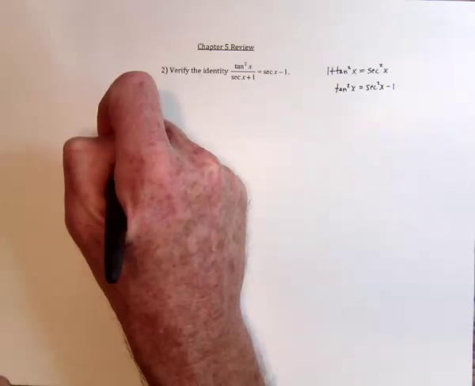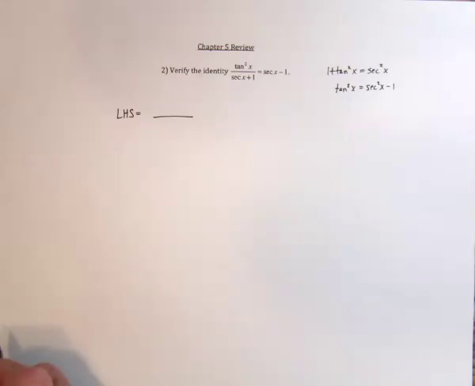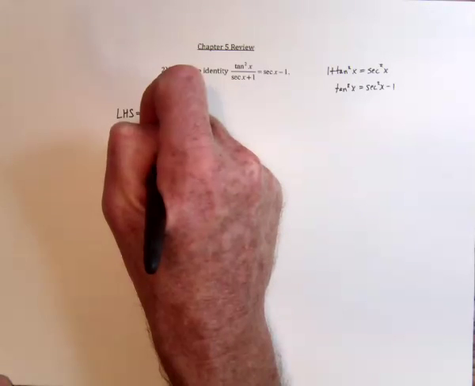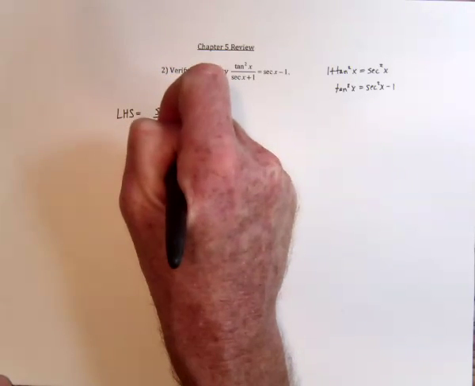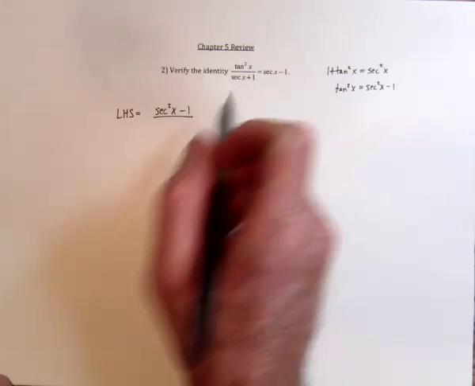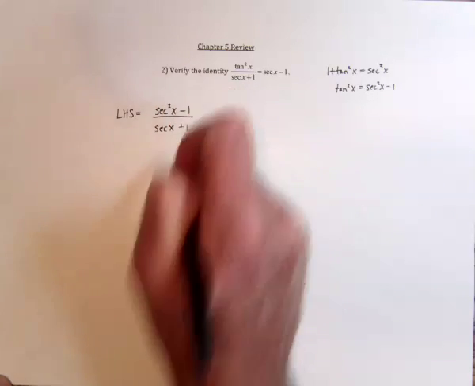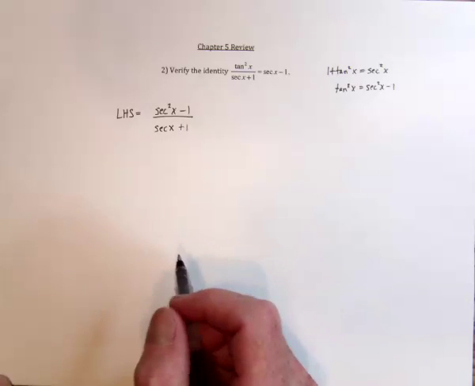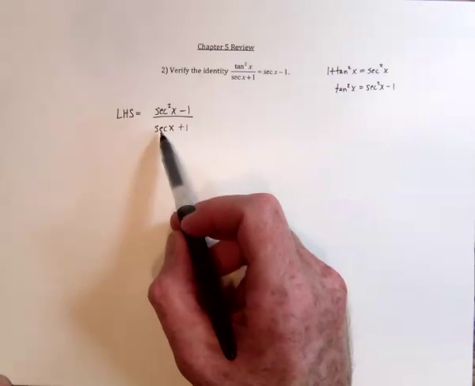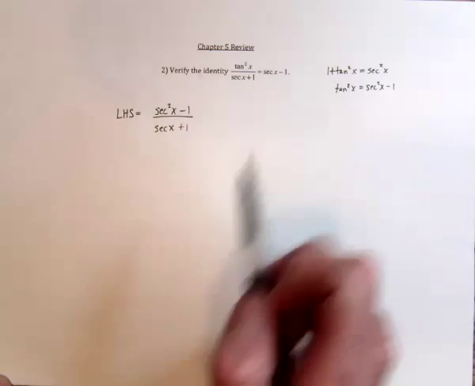So I'll start with the left-hand side equals the tangent squared on the top can be replaced with secant squared minus 1, and then copy the denominator, secant of x plus 1. And it looks like we could cancel a secant and get secant and divide these and get a negative 1.